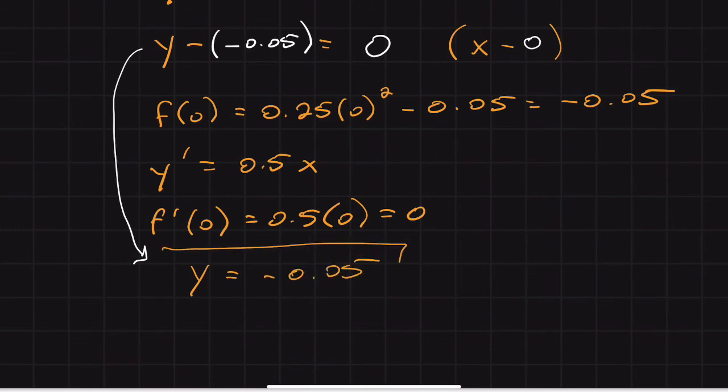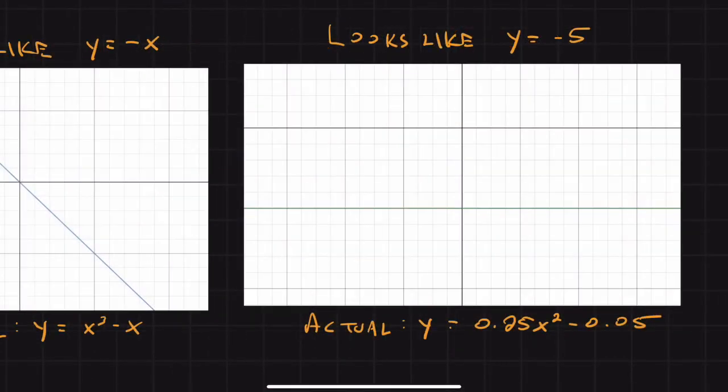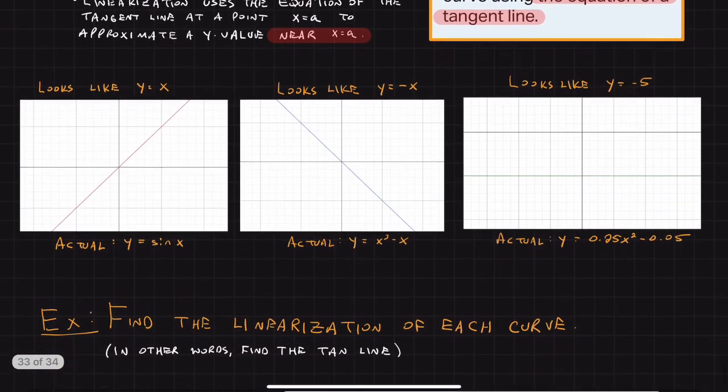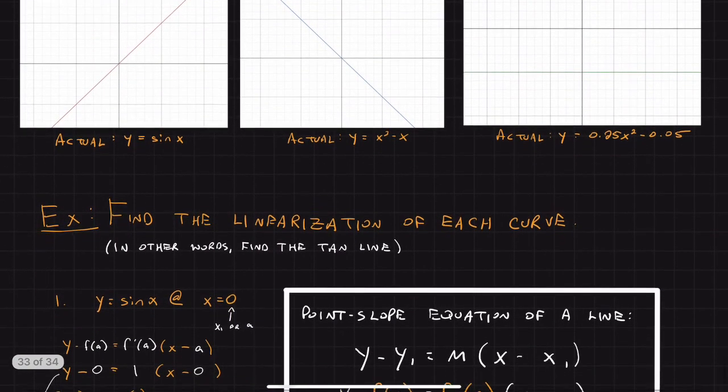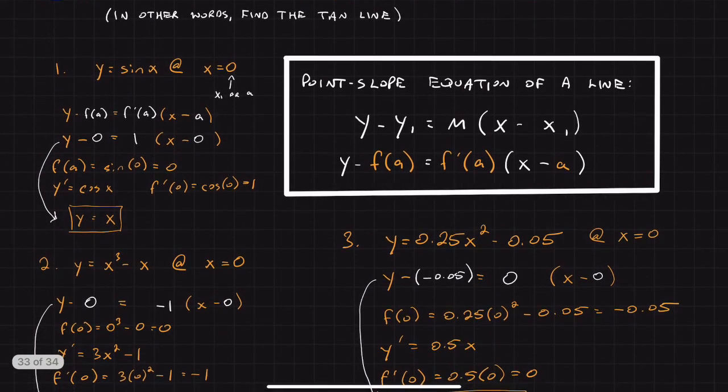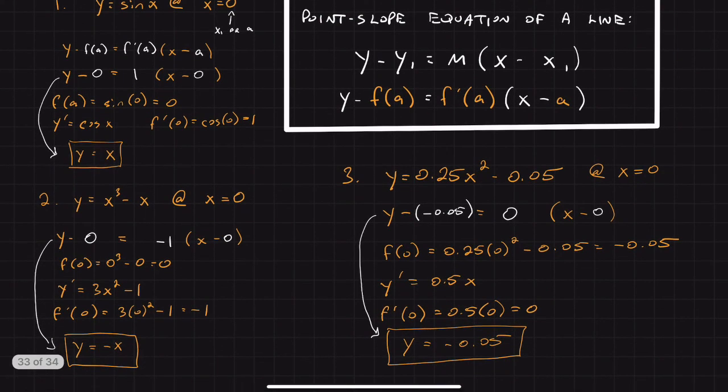This is the linearization of our original equation. We thought this looked like y equals negative 5, but it turned out to be y equals negative 0.05. Our original estimation for this green line was off only because we didn't know the scale. The y-intercept looked like it was negative 5, but in reality it was negative 0.05. So now that you have a pretty good idea of what linearization is and how to find the linearization of a line at a given point, in the next video we'll look at what we can do with this information. How can we apply the linearization at a point to approximate a value near that point?